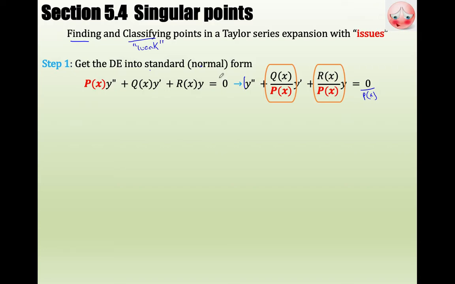Personally, I like to call these ratios A and B, but your textbook doesn't, so I'm going to use their notation. I'm not particularly fond of it, though. They call the ratio after standard form in front of y prime little p, and they call the ratio in front of y little q. Like I said, I don't particularly like those labels, but whatever.